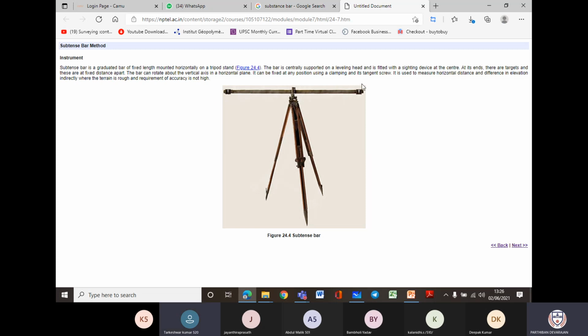At both ends of the subtense bar, we have targets. The targets are fixed at an equal distance from the center of the tripod. Usually, we use this for measuring the horizontal distance as well as height indirectly, not directly. Directly, we measure the horizontal distance as well as vertical distance, but when the terrain or land condition is very poor, at that time we use this subtense bar method. Is it clear or not? Have you understood the meaning of the subtense bar?